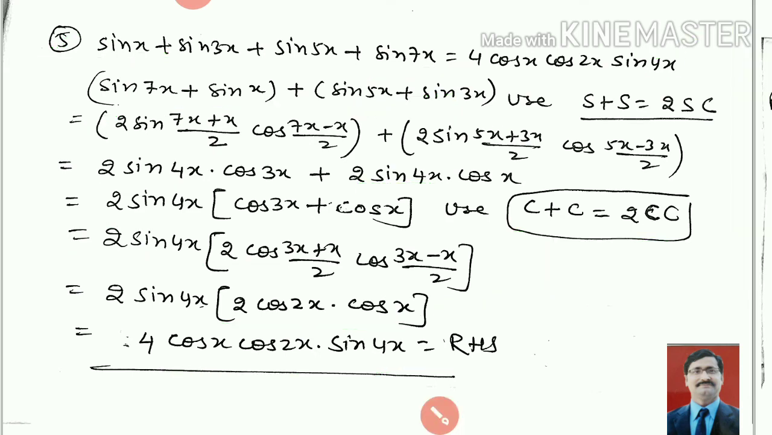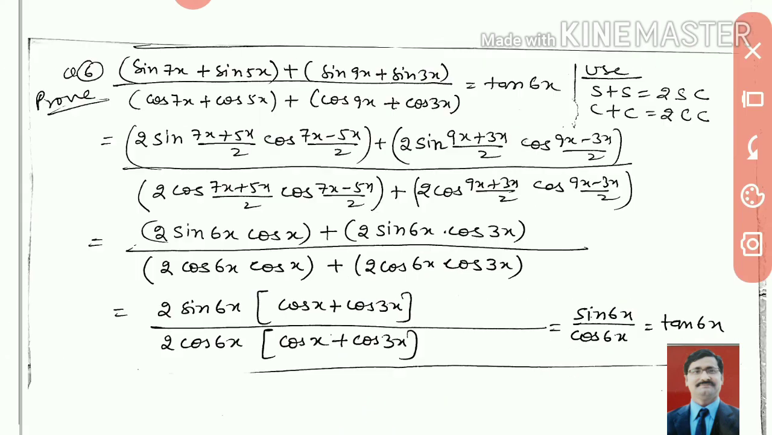Look here, this is a very important question you have to do. Question number 6: (sin 7x plus sin 5x plus sin 9x plus sin 3x) whole upon (cos 7x plus cos 5x plus cos 9x plus cos 3x) equals tan 6x, we have to prove. So look here, we will use these two formulae: sin C plus sin D equals 2 sin (C plus D)/2 cos (C minus D)/2. The second formula is cos C plus cos D equals 2 cos (C plus D)/2 cos (C minus D)/2.